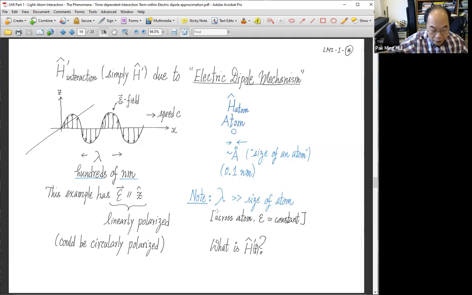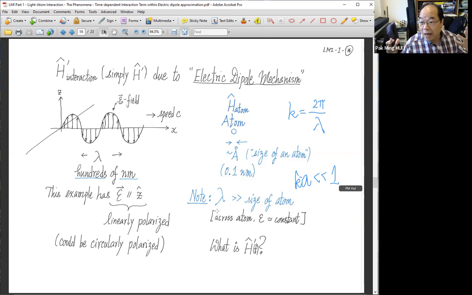Basically, it says the following. If you know E and M notation, k is 2 pi over lambda. That is called the wave number. And we are saying that k times the atomic size is much less than 1. Okay, that is what I'm trying to tell you here, but without mentioning this mathematical form.